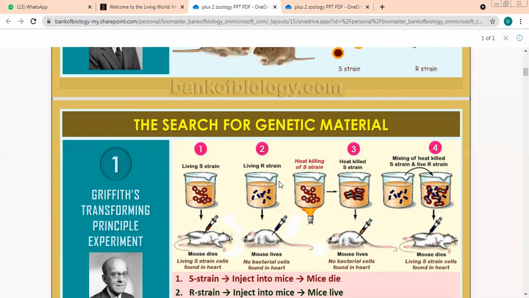He said there was something which was transferred from the S strain to the R strain, because of which the R strain also developed a coating of mucus around it. And because of this, what is happening? Tell me. Because of this, what had happened?